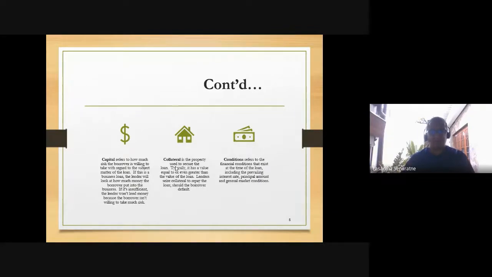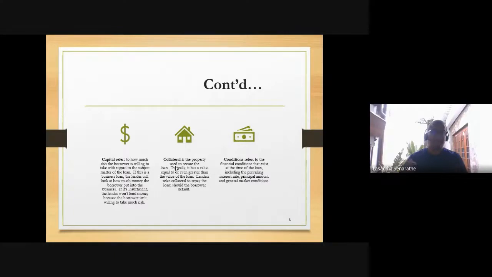Collateral is the property used to secure the loan. Typically, it has a value equal to or even greater than the value of the loan. Lenders seize collateral to repay the loan should the borrower default. So collateral is important. That's the last option we have.